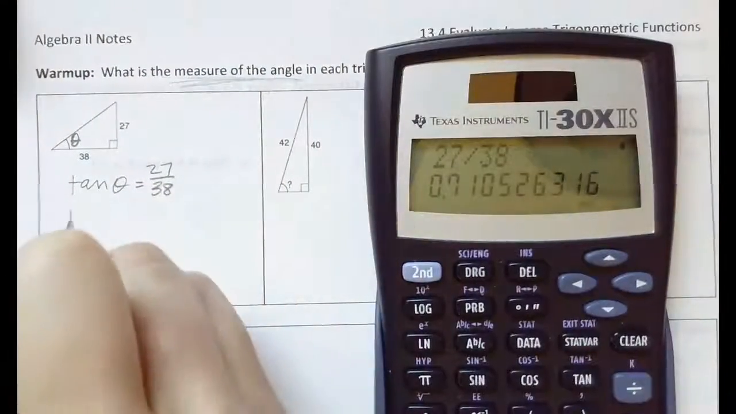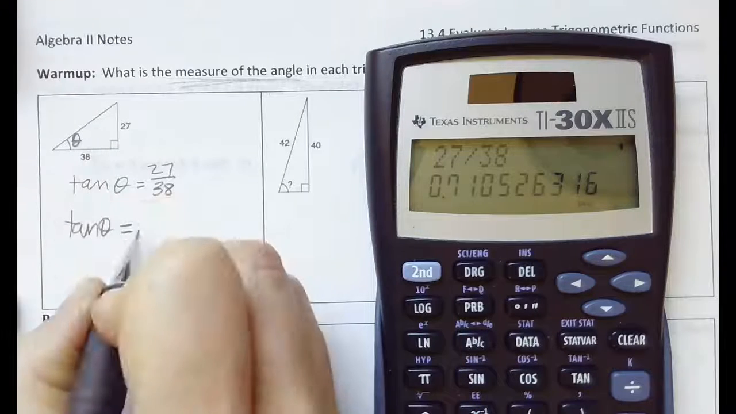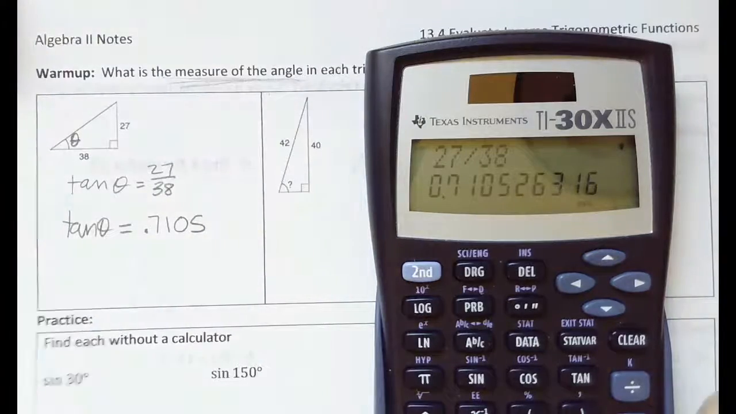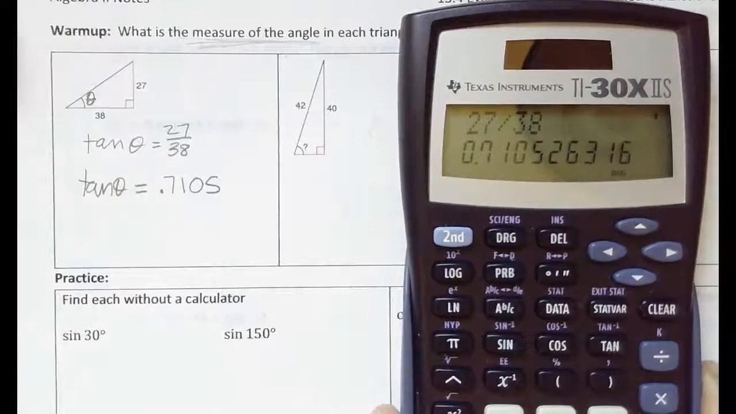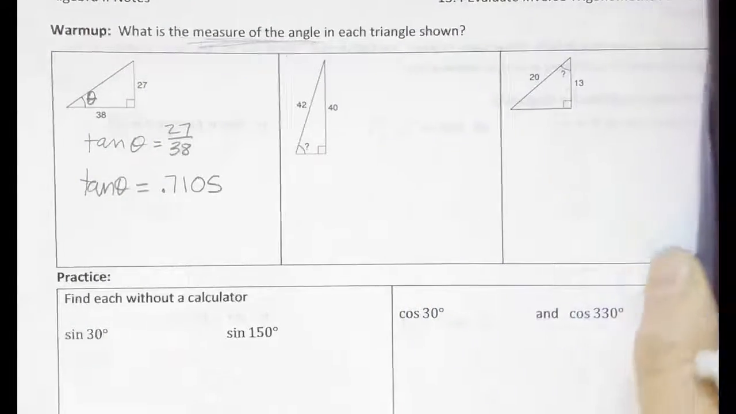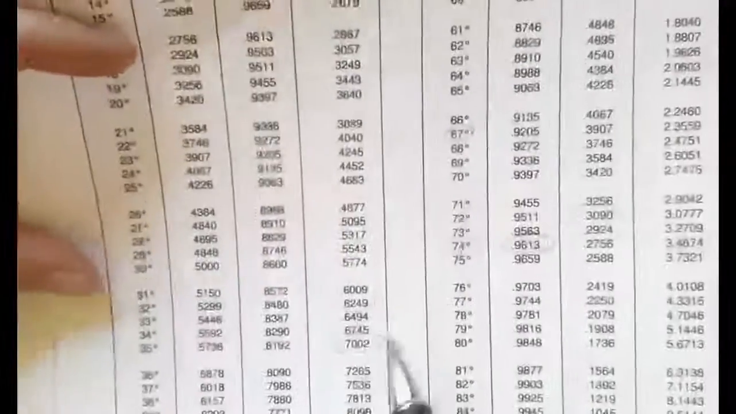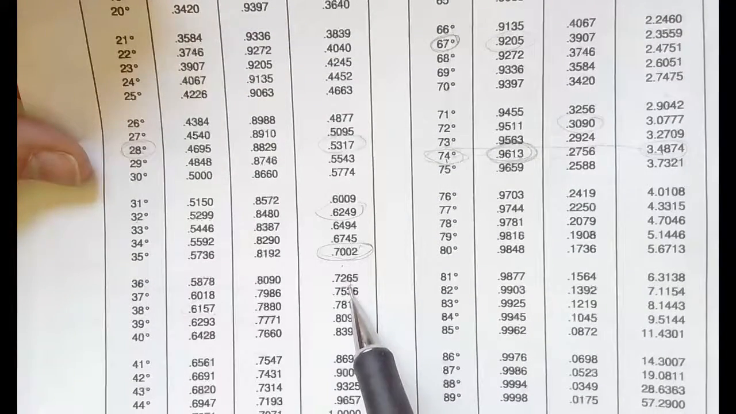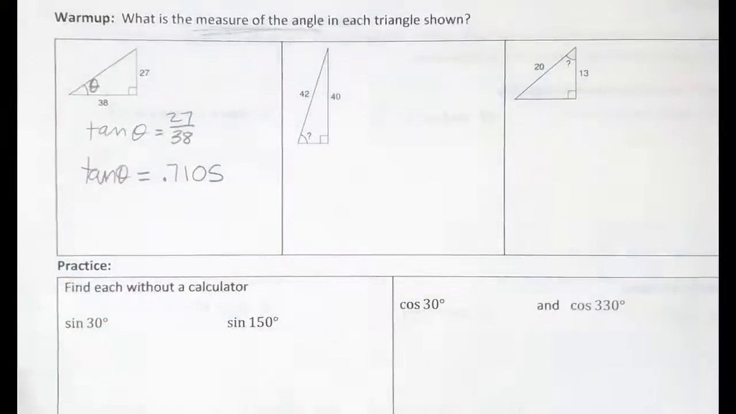So 0.7105. This one's going to go 4 decimal places because that's one of our chart numbers. In geometry, we looked on our tangent column till we got close to the angle. It's between 35 and 36 degrees, and a little closer to 35 degrees. So I'm going to call it 35 degrees.